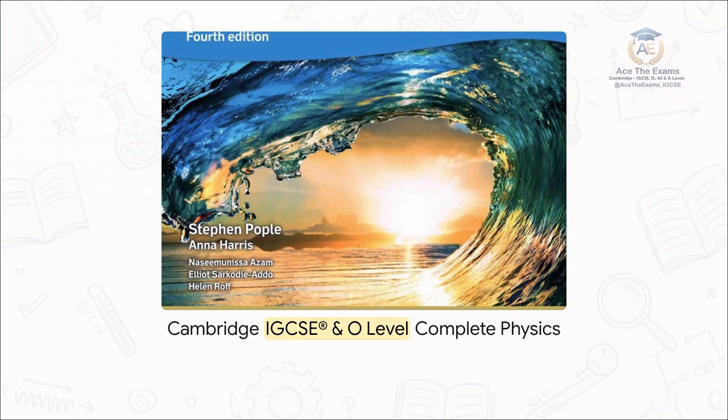We're looking at the 4th edition of the Cambridge IGCSE and O-Level Complete Physics textbook, authored by Stephen Popple and Anna Harris and published by Oxford University Press. What's genuinely fascinating about this is that the authors didn't just write a book about physics concepts, they actively built a structural map designed specifically to get you through the 0625 syllabus. Every single visual cue, every layout choice, every little margin note, it's all there for a very specific reason. We just need to know how to read the code.